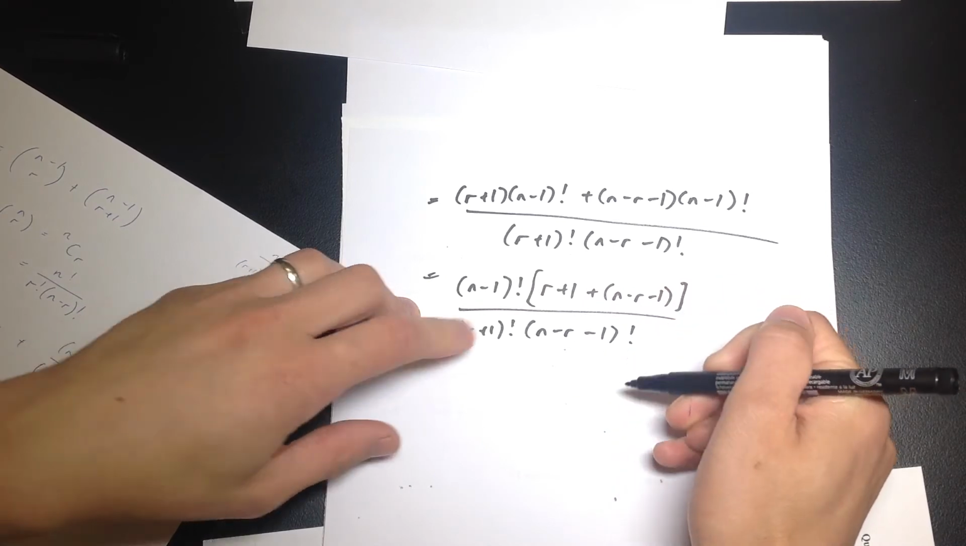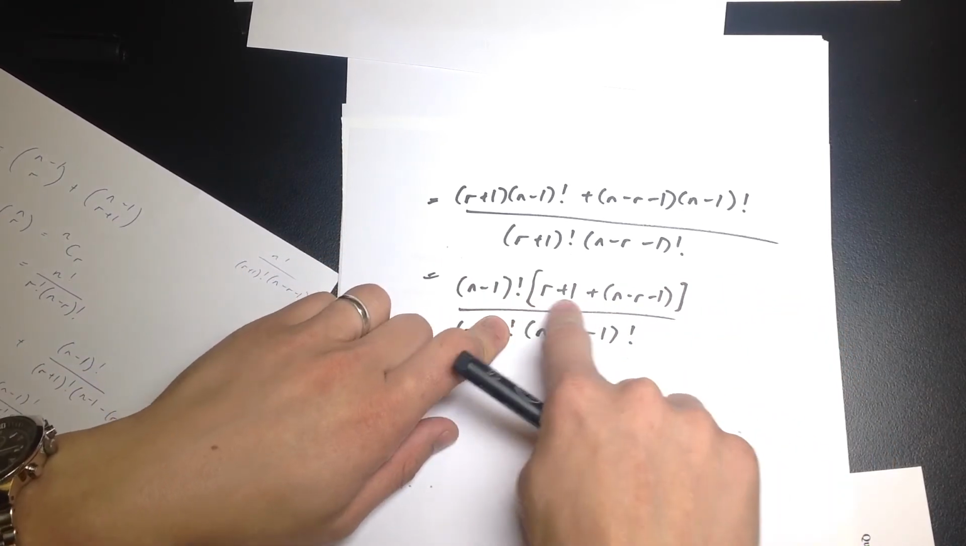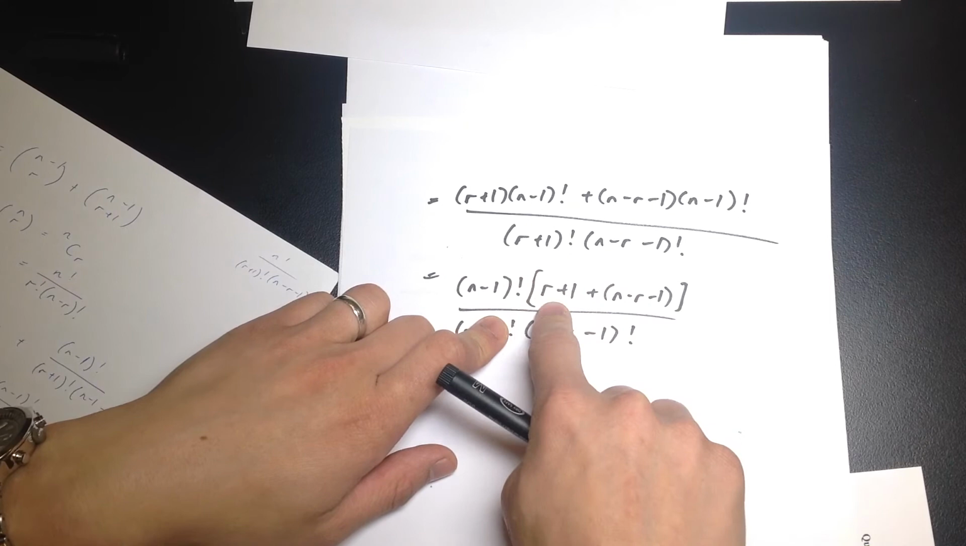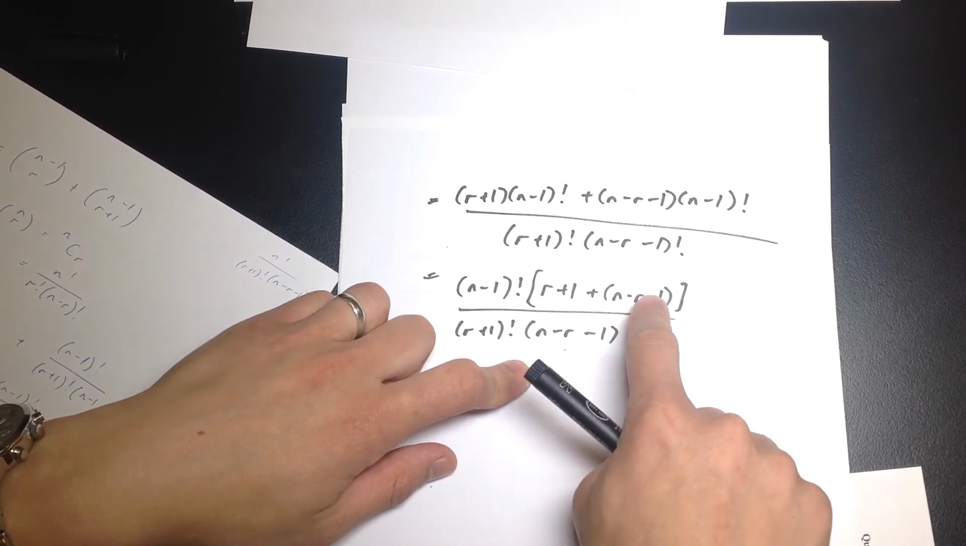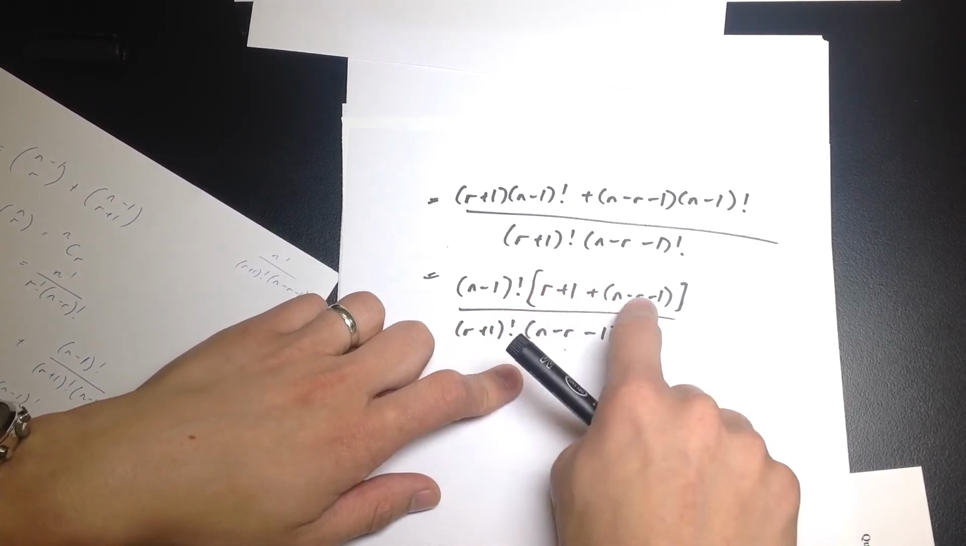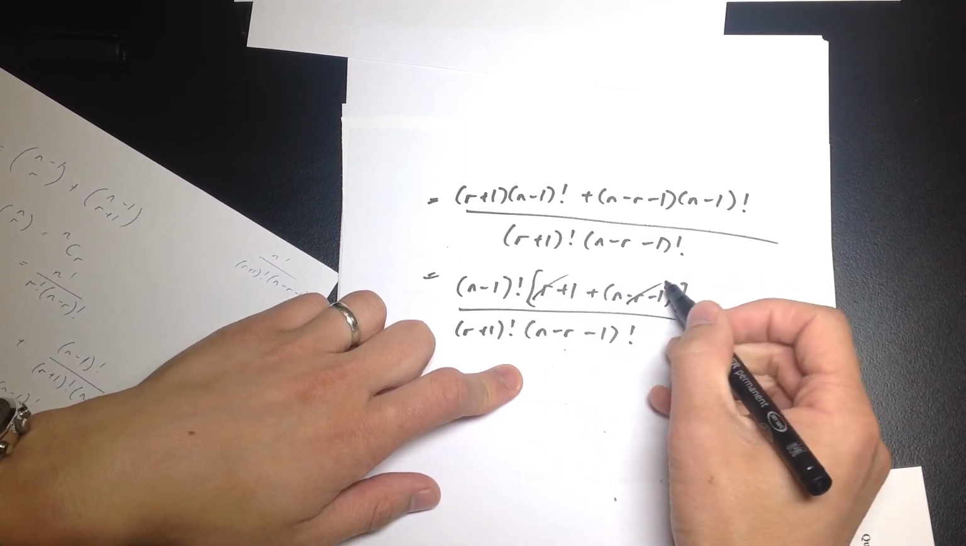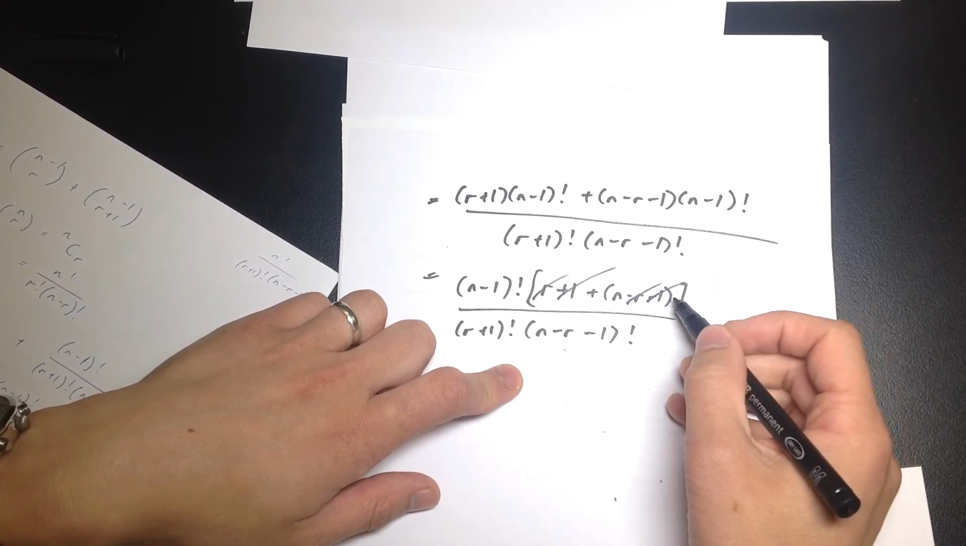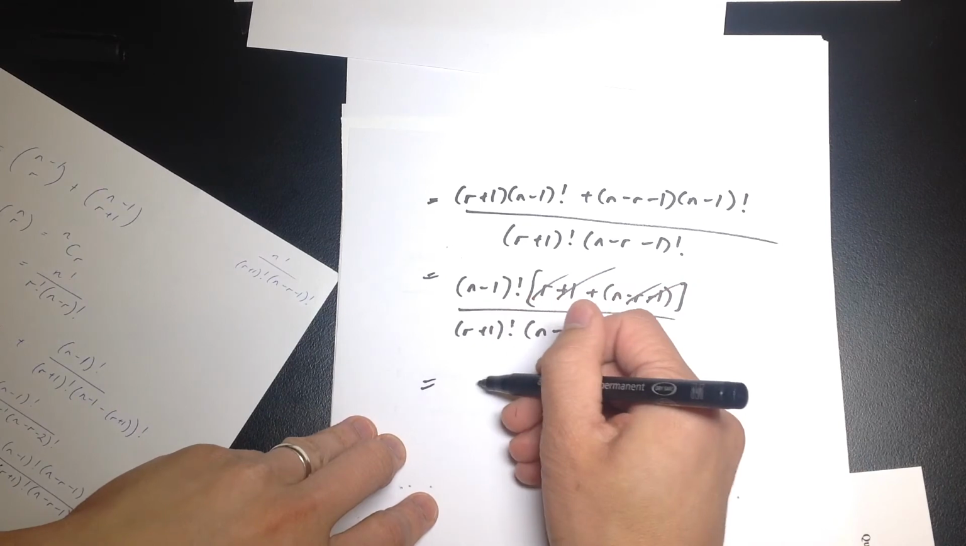Now, look carefully at what I have on the right-hand side of the numerator here, okay? r plus 1, that's fine. But there's a minus r and a minus 1. So these terms are exactly going to cancel out. The r with the minus r and the 1 with the minus 1. So all I'm left with is n.